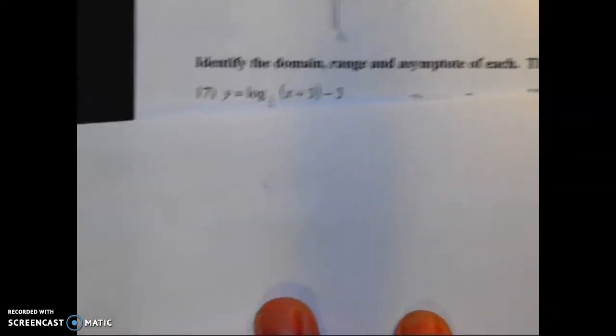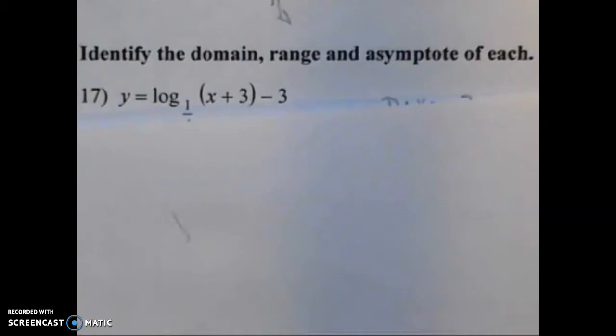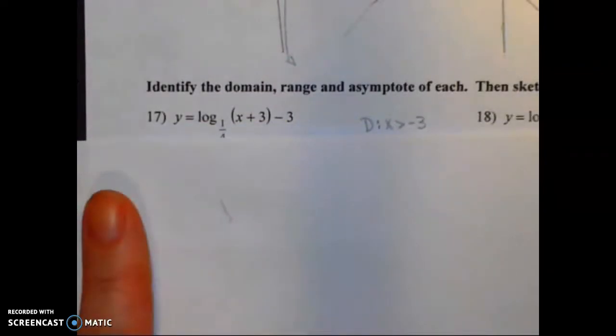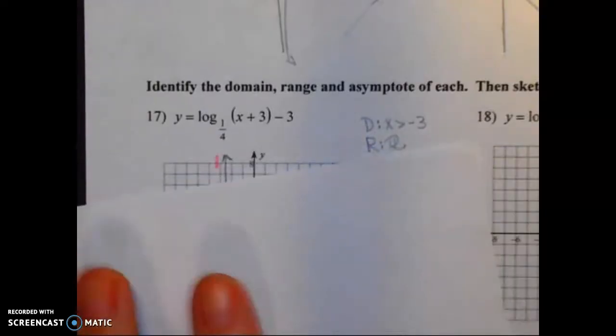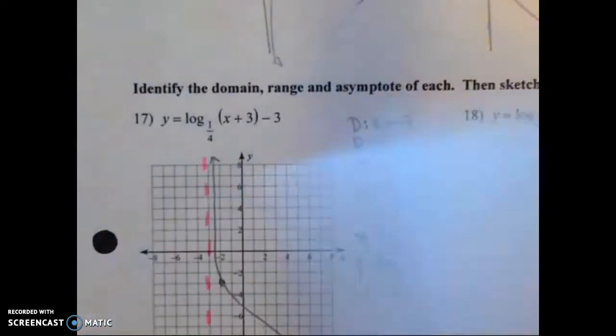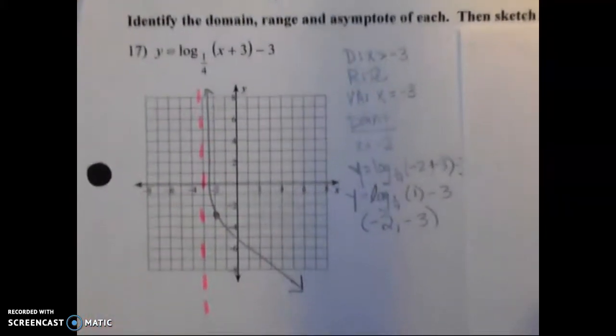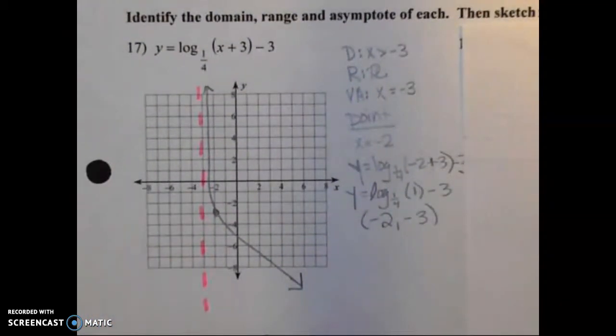Identify the important parts: domain, range, and the asymptote. And then we're going to have one point to know kind of where the sketch is going to go. So I'm going to go through my steps here, for number 17.